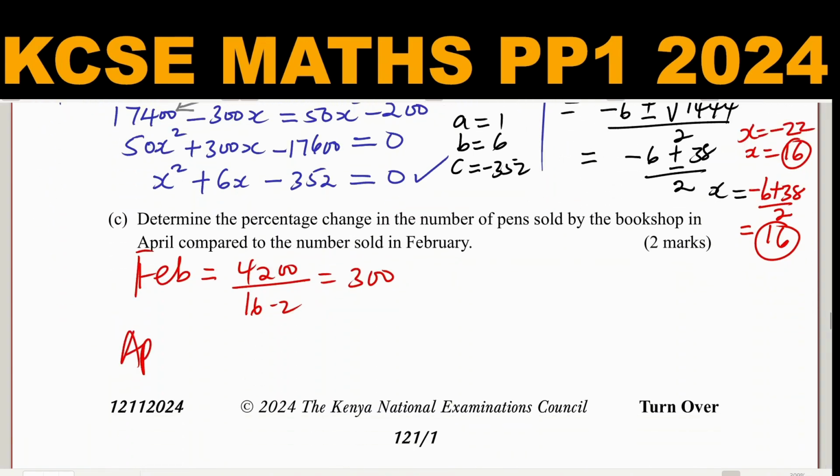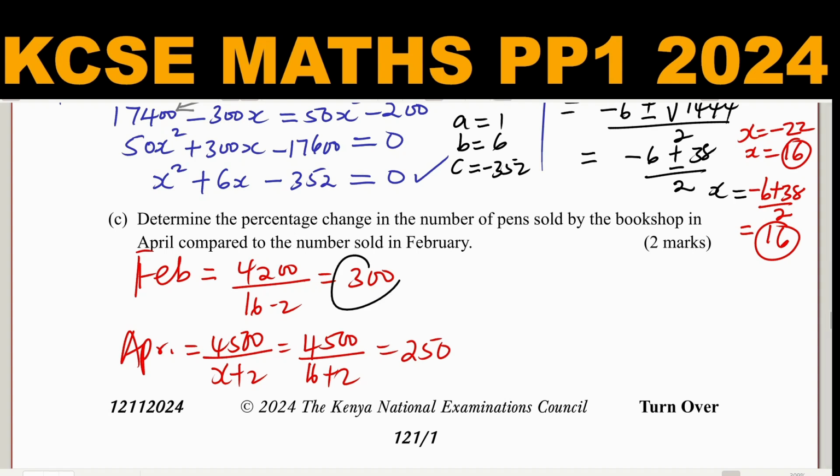It is here, 4,500 divided by x plus 2. So for April, 4,500 divided by x plus 2. This will give 4,500 divided by 16 plus 2, and this will give 250.